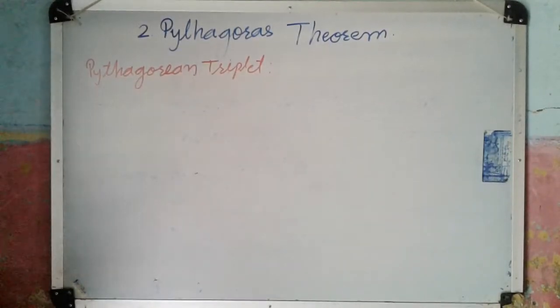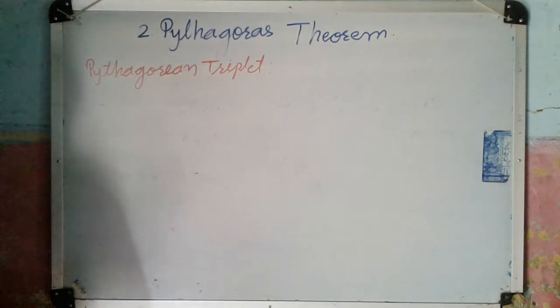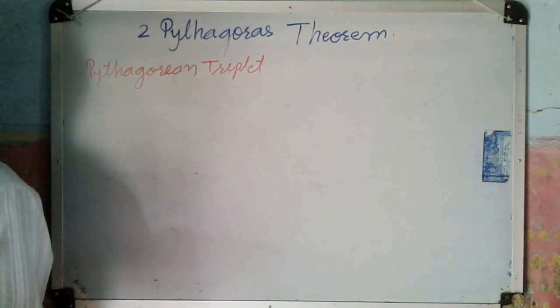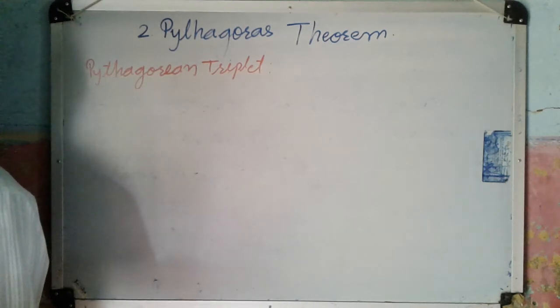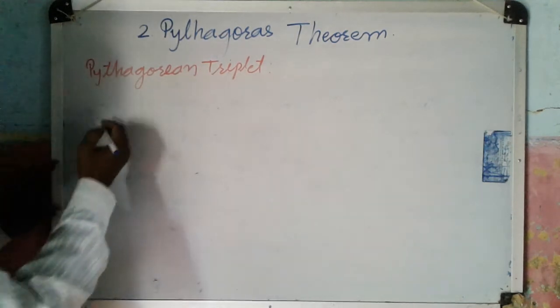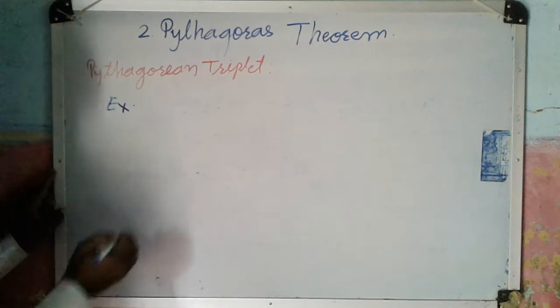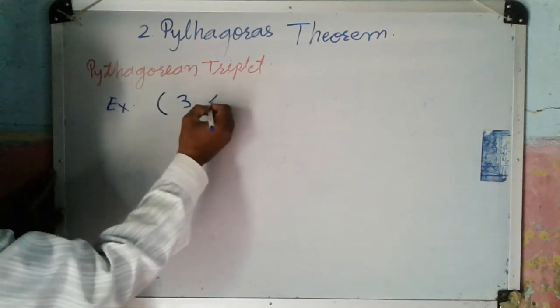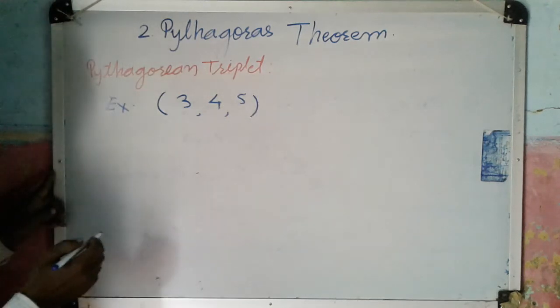Now we will see Pythagorean triplet. Pythagorean triplet means in a triplet of natural numbers, if the square of the largest number is equal to the sum of the squares of the remaining two numbers, then the triplet is called Pythagorean triplet. Now we will have one example here.